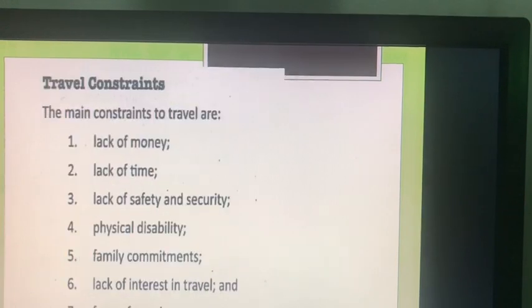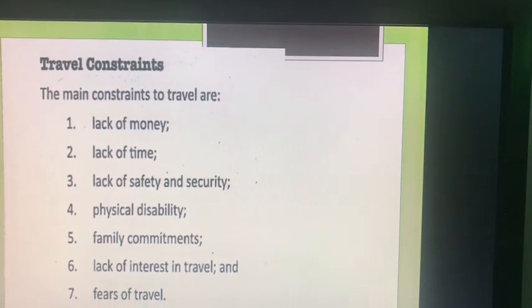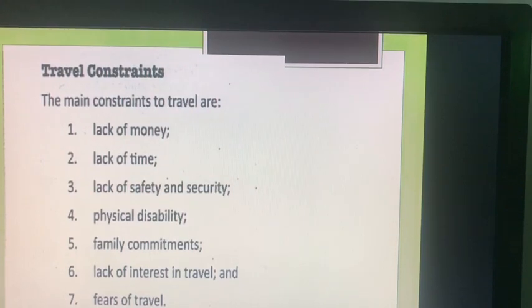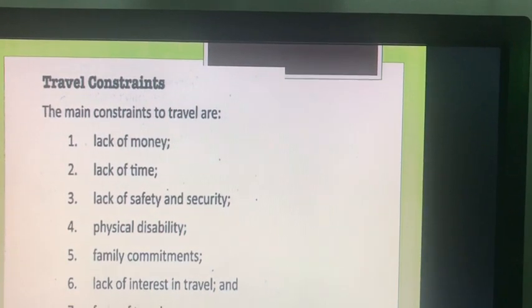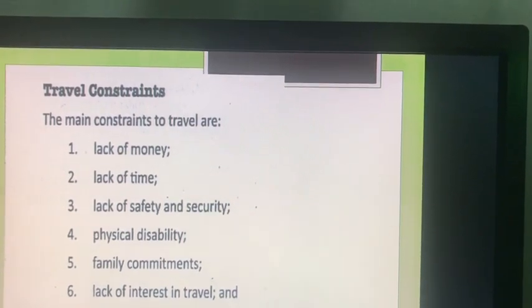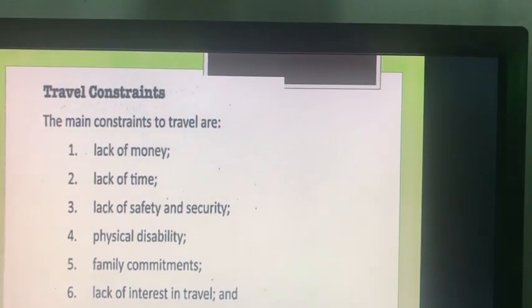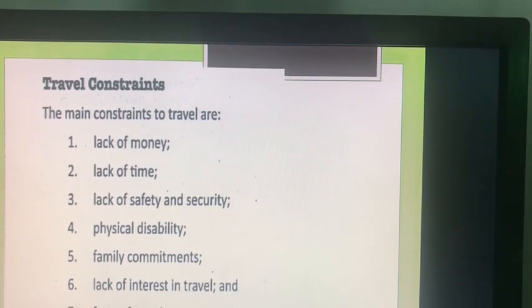Okay? So, lastly, we have travel constraints. So, ito yung mga main constraints na usually na-experience natin ng travelers. Okay? So, sometimes, gusto nating mag-travel but then may mga hindrances. Bakit hindi tayo pwedeng mag-travel? Number 1, lack of money. So, without money, syempre, hindi ka makakapag-travel. Anong isa-spend mo? Anong pambili mo ng air ticket, ng pagkain, ng pambayad sa accommodation, di ba? So, lack of money is the number one travel constraint.